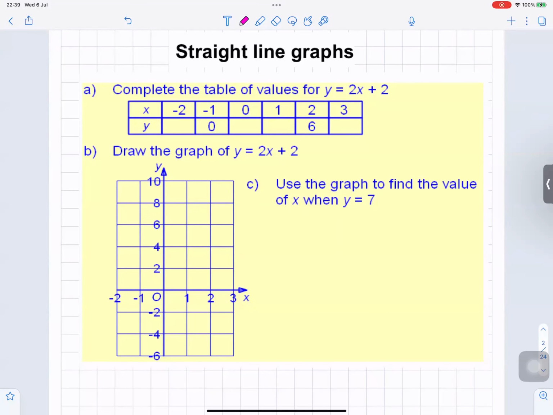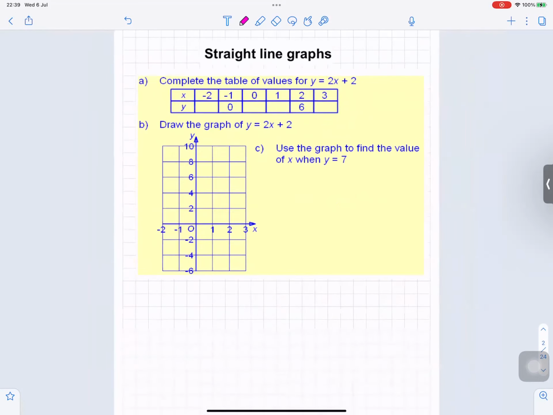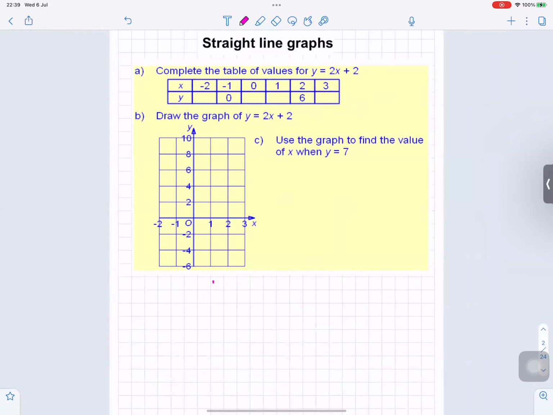Straight line graphs. Complete the table of values for y equals 2x plus 2. Draw the graph of y equals 2x plus 2. And then part C, use the graph to find the value of x when y is 7. So let's do part A, complete the table. We have y equals 2x plus 2. Let's put -2 first. So we start with -2.